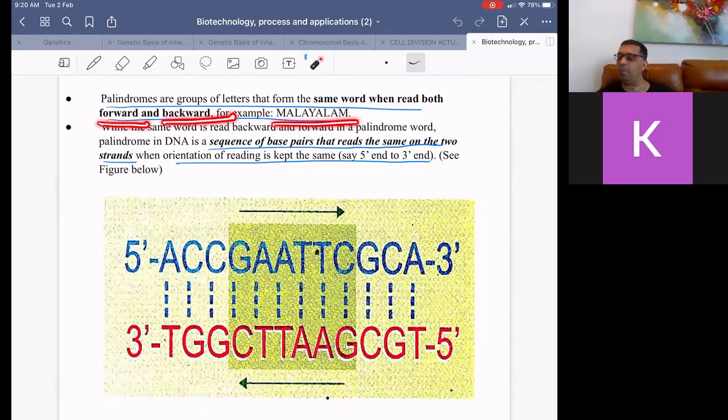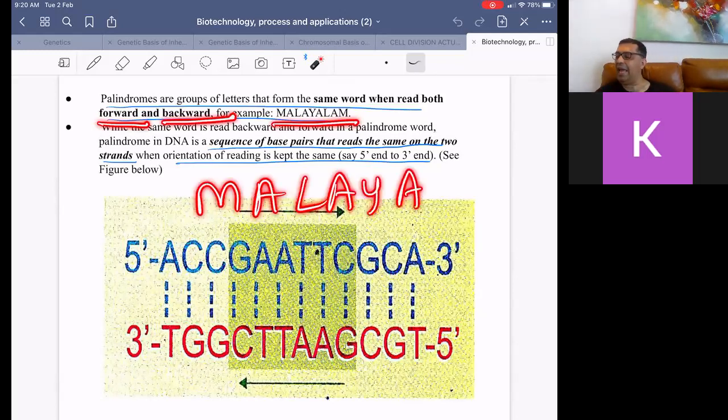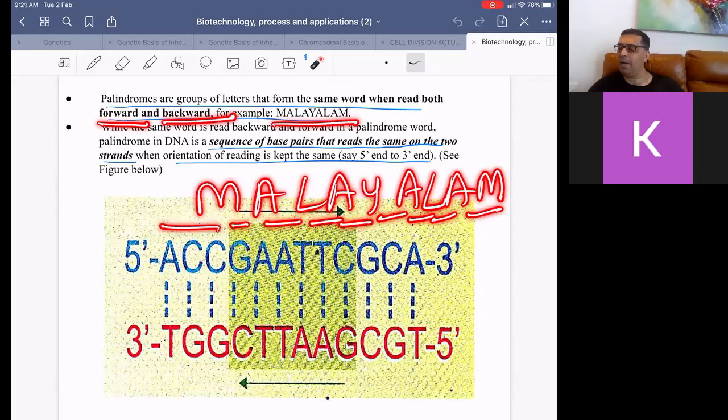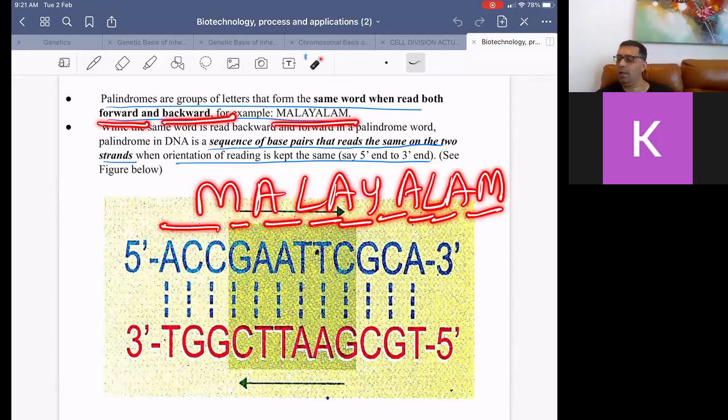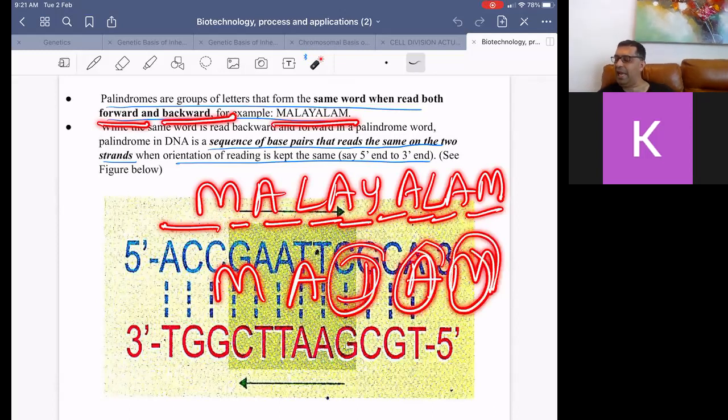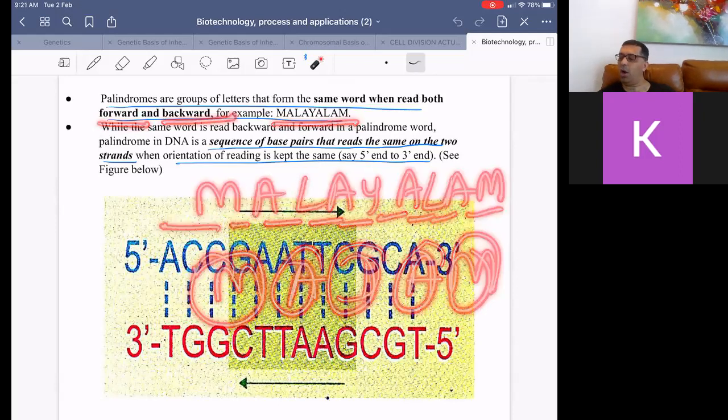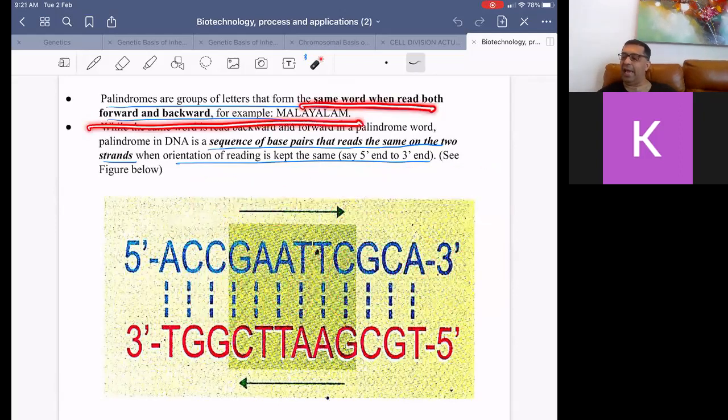For example, Malayalam. M-A-L-A-Y-A-L-A-M. Yeh hai Malayalam. Abhi usko ulta likho. M-A-L-A-Y-A-L-A-M. Toh yeh ulta ho gaya. Ya madam. M-A-D-A-M. Madam. Abhi usko ulta likho. M-A-D-A-M, madam. So, aise words jo forward or backward same hote hai, inhe palindromes kehte hai.